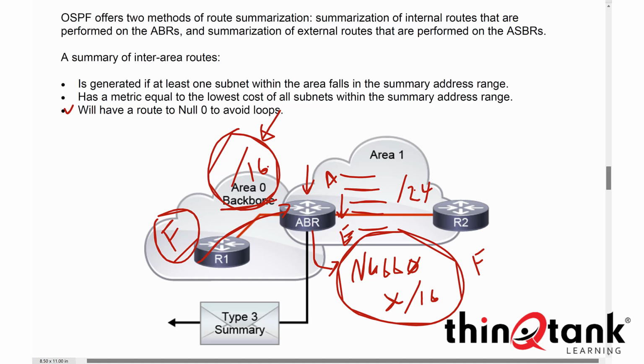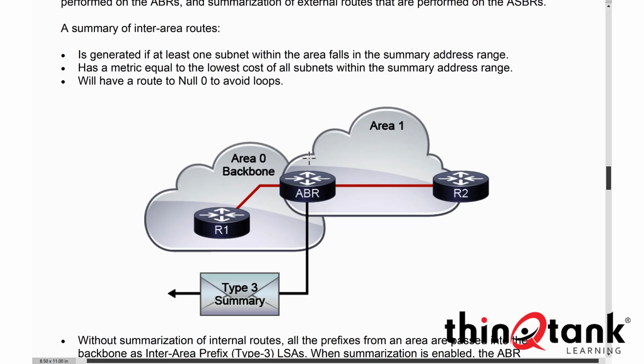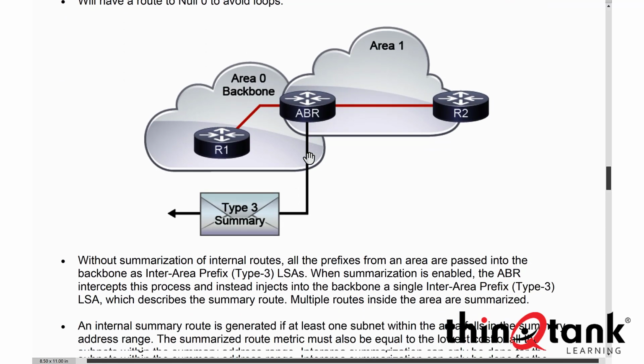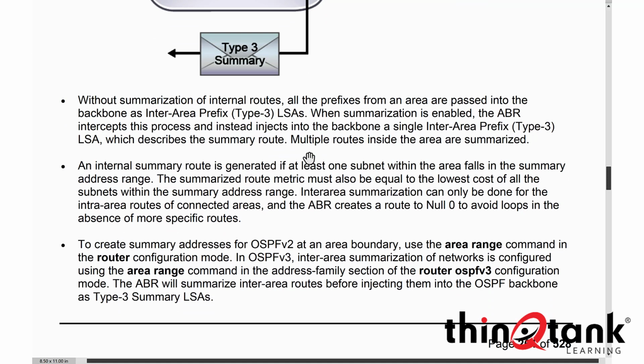So that null zero concept is really, really critical as a loop avoidance mechanism anytime we're doing summarization. It doesn't matter what routing protocol, it's always going to be there. We saw that in EIGRP, and we're going to see it in OSPF as well. All right. Now, without the summarization of the type 1s and 2s, what's going to end up happening is we will end up generating type 3s for all of the type 1s and type 2s.